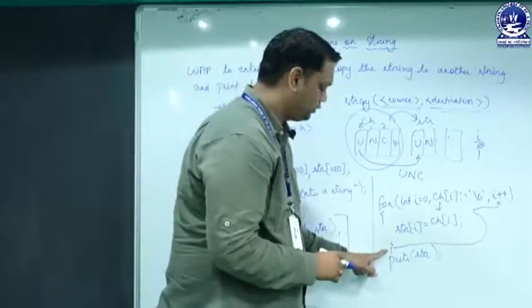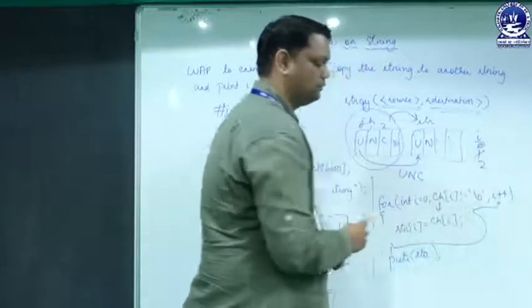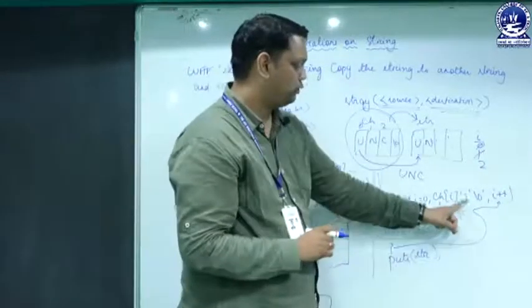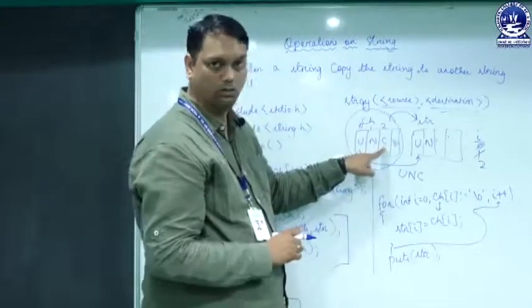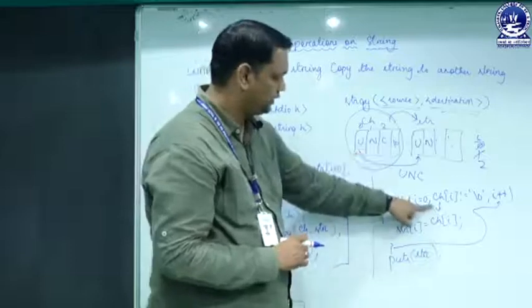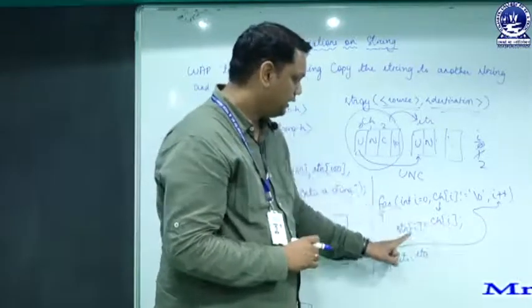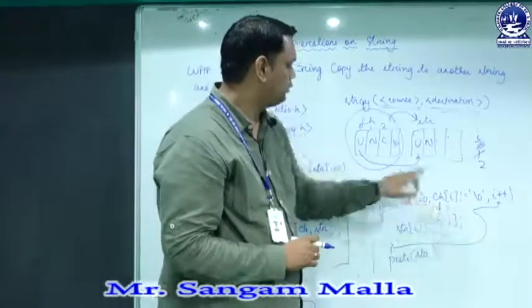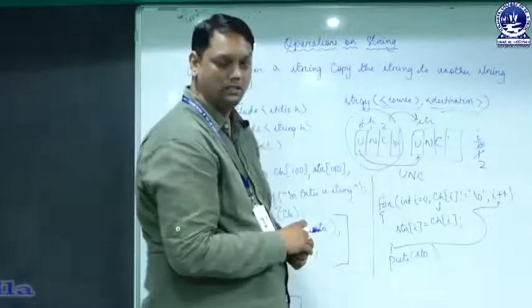Next, when it comes to this curly bracket, it will be redirected to i++, so i becomes 2. It will check ch[2]: is it not equal to backslash 0? No, c is not equal to backslash 0. So the condition gets satisfied and it will come over here. str[i] equals ch[i], that means str[2] will hold the value of ch[2], that is c. So c will be pasted in str.